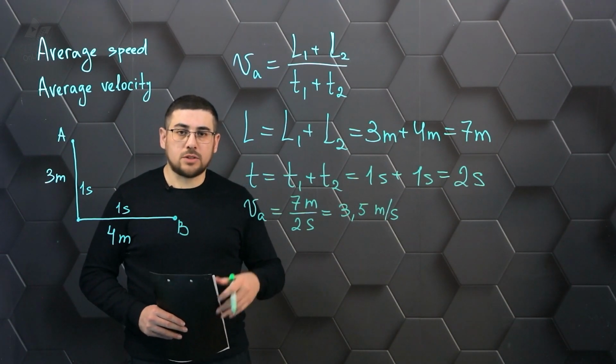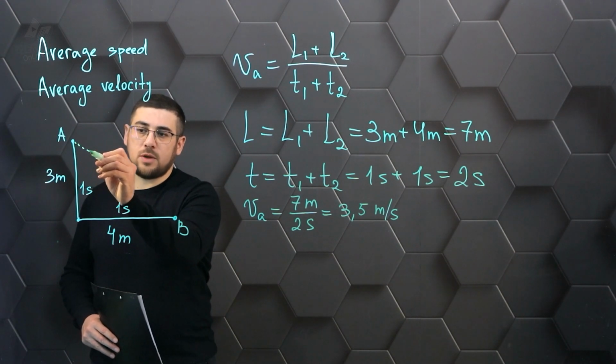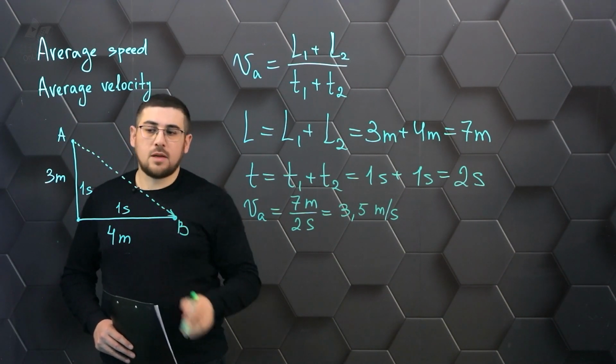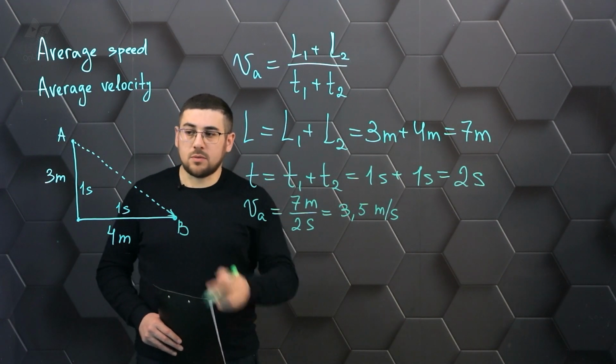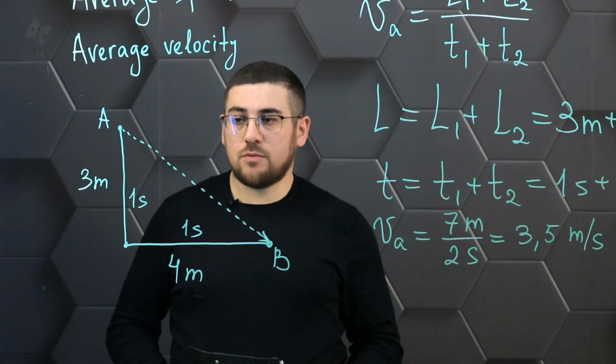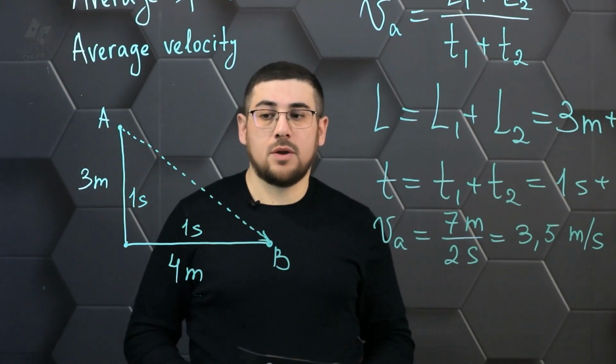What is the average velocity of displacement? For this purpose, we have to construct the vector of displacement, which the body has made while moving from point A to point B. Having connected two given points, we have received as a result some figure. And in this case, we have received a right triangle, the hypotenuse of which is just the displacement of this body.